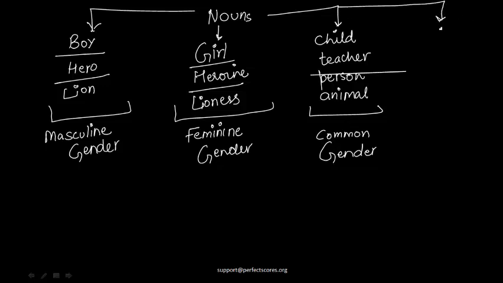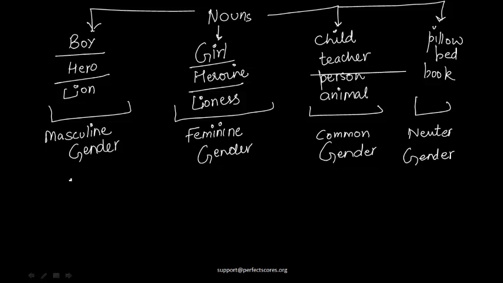And the fourth kind, which applies to objects such as pillow, or bed, or book, who do not have any masculine or feminine. This is known as neuter gender. And I believe this classification is really simple to understand. All the males come in masculine gender, the females come in feminine gender. When you do not get the idea of male or female from the word, it is called common gender. And when the object does not ascribe to a particular gender, we actually call it neuter gender.